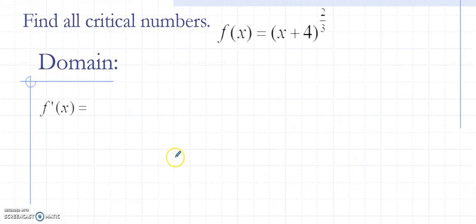Let's try another one. f of x equals (x plus 4) to the 2/3. Find the domain, find the derivative, find the critical numbers. Pause the video, unpause the video to check.